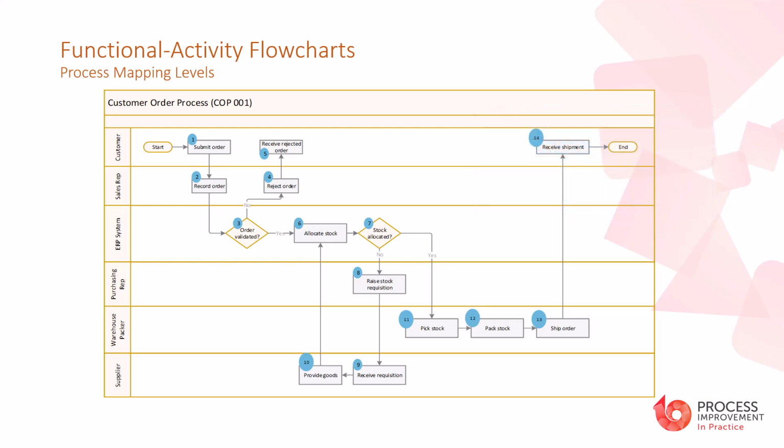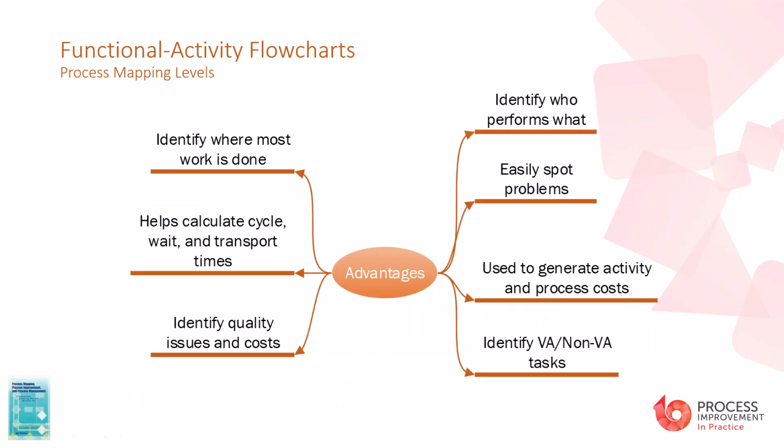The process steps or activities are placed within the appropriate lanes based on the responsible party or department. This type of flowchart gives mid-level details, enough to start the process analysis phase using the 4 lenses of analysis that we will cover in later sections. Functional activity flowcharts bring with them some important advantages.